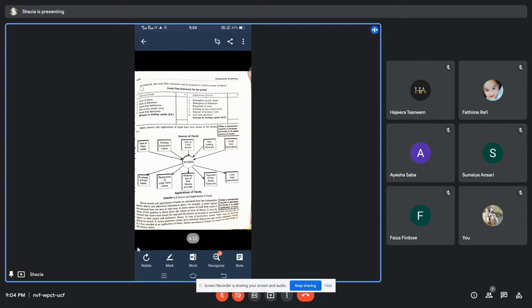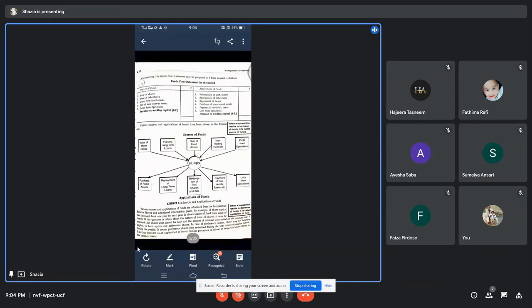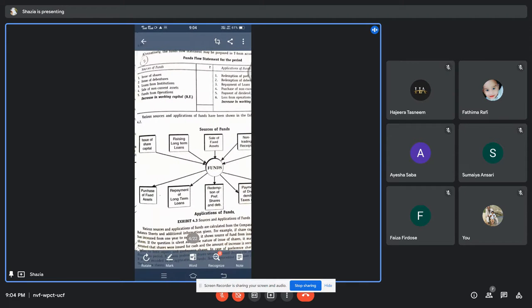See, here I've written in pencil. It is a little blur. First level, second level. Write all the items: issue of shares, issue of debentures, loans from institutions, sale of non-current assets, funds from operation.